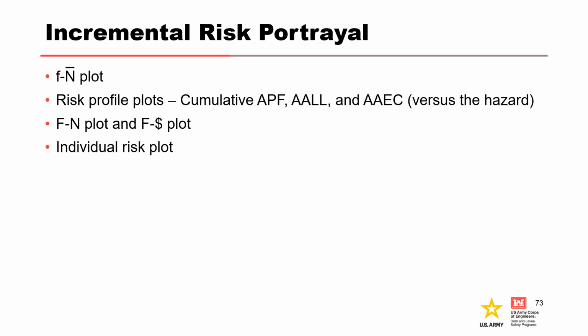Having completed the incremental risk calculations, there are a variety of ways we can present the results. We've already discussed the little FN plot, the big FN and F dollar plots, and the individual risk plot. In addition to these plots, we can also create risk profile plots to show how the APF, average annual life loss, or average annual economic cost changes with an increase in hazard.